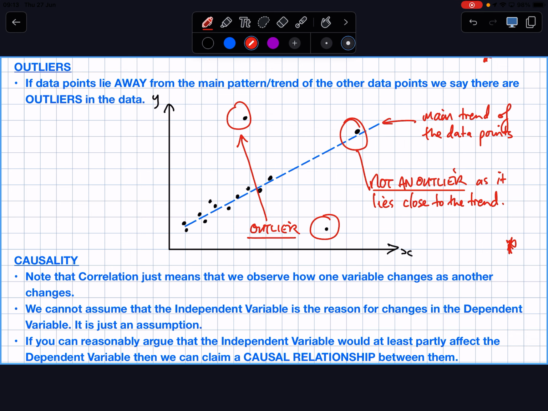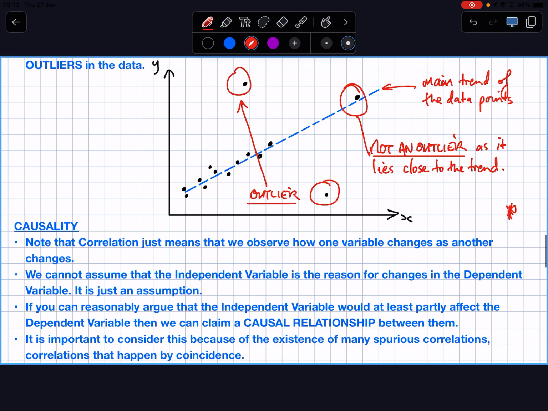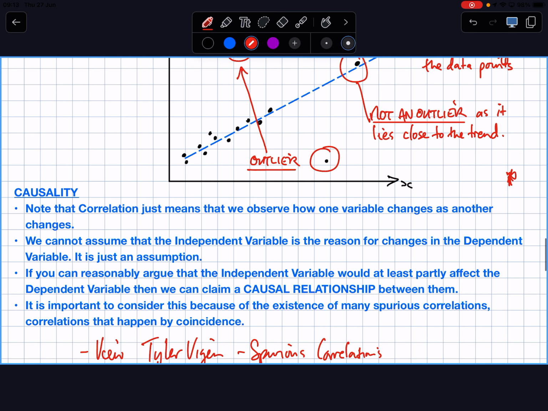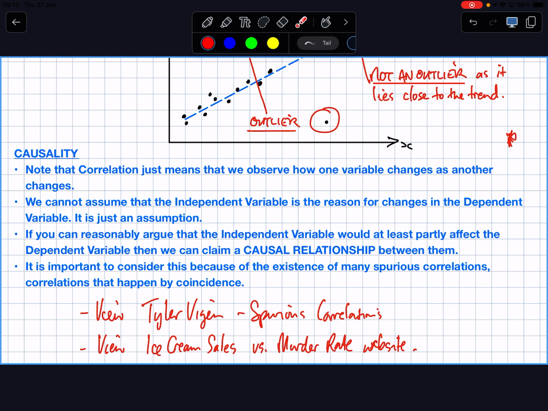All right, so the last point I want to make here, and as you can see, no maths yet. You're just describing the dots. The last one is about causality. Please note that everything that we just spoke about here is about the idea of correlation. What does correlation mean? It just means that we observe one variable changing as another changes.